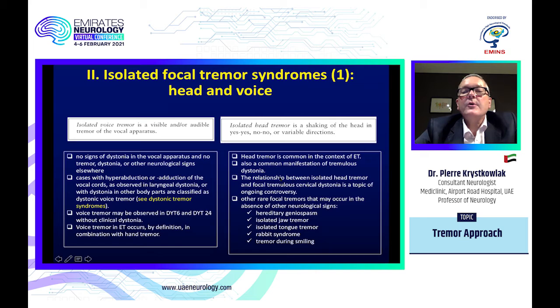Regarding isolated head tremor, this is a shaking of the head with a yes-yes, a no-no, or a variable pattern of head movements. It's very common in the context of essential tremor. It's also a very common manifestation of tremulous dystonia, and the relationship between isolated head tremor and focal tremulous cervical dystonia is still a topic of ongoing controversy. You can also find in this section other rare focal tremors that may occur in the absence of other neurological signs, like isolated jaw tremors, the hereditary geniospasm, or the Rabbit syndrome, for example.